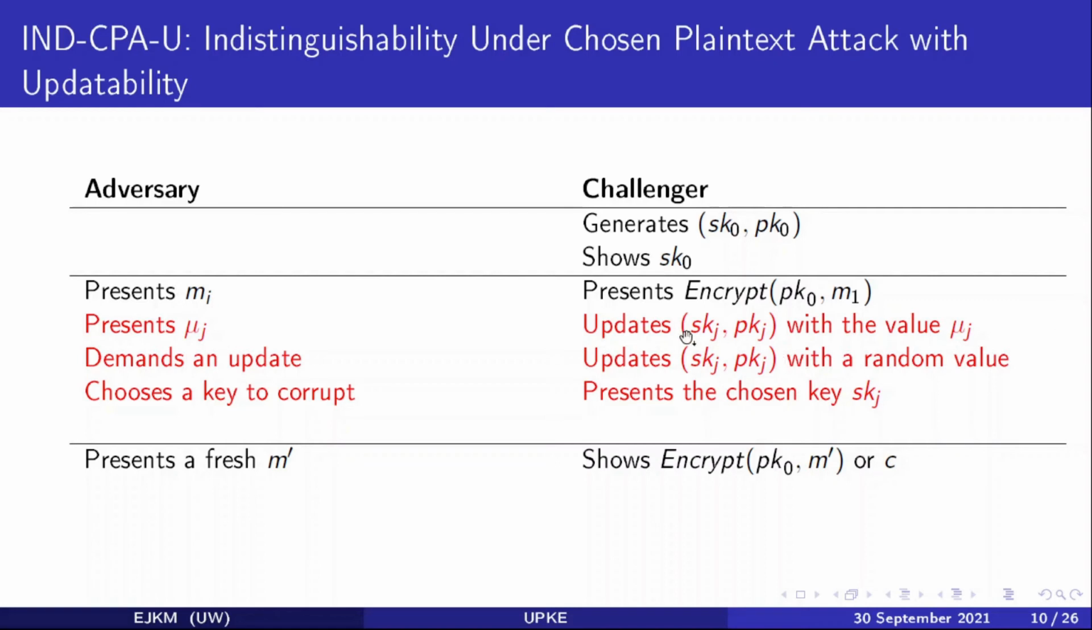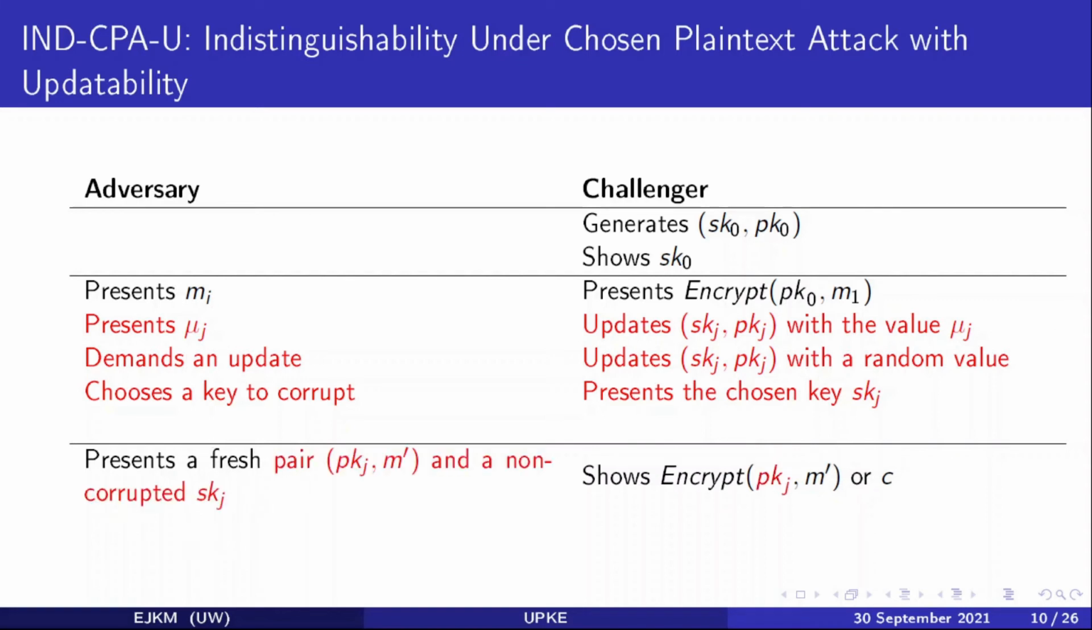And then remark that those four intermediary steps can be done in any order, and the adversary is also given the possibility of doing, for example, presenting a message, demanding an update, and then just going back to present another message. Also, what changes is the endgame here. Before, the adversary just had to present a fresh message.